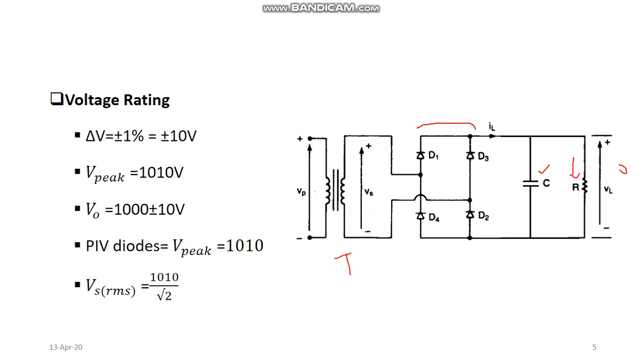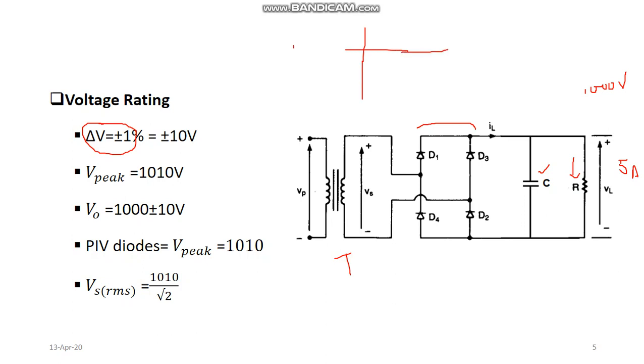The specifications of the load current are 5 ampere, and the load was supposed to be operating at 1000 volt, and we are given a ripple of plus minus 1%. 1% of this 1000 volt will be 10 volt, which means that our output voltage will be like this.